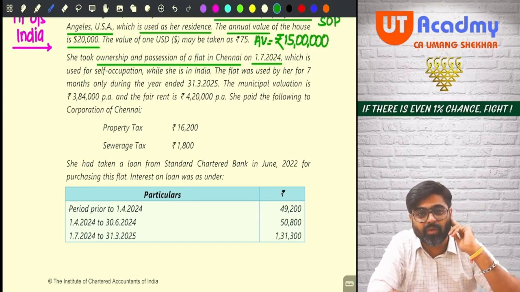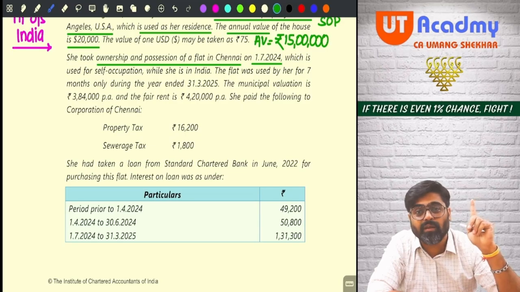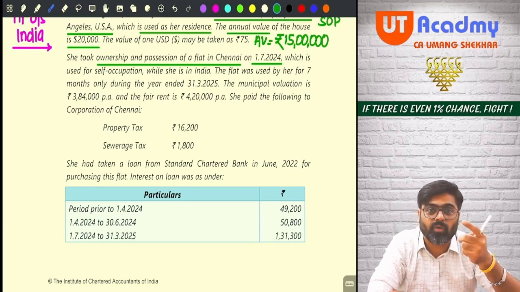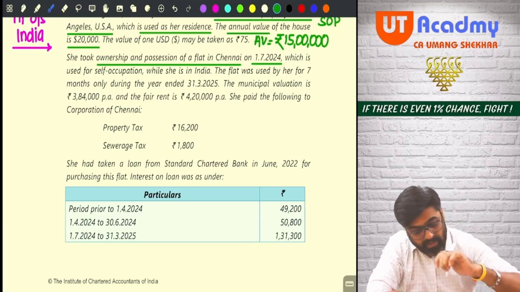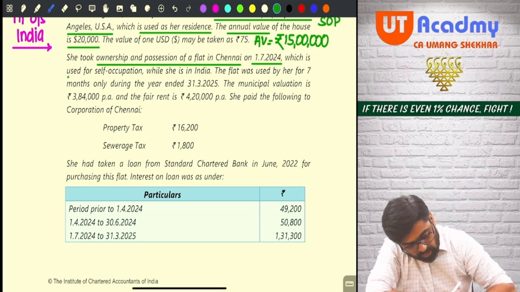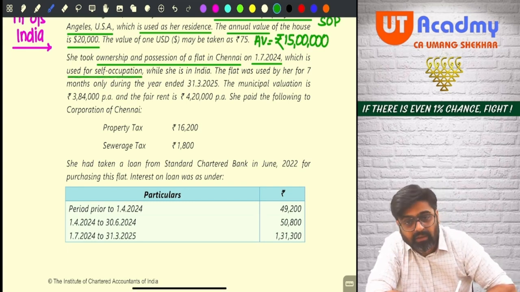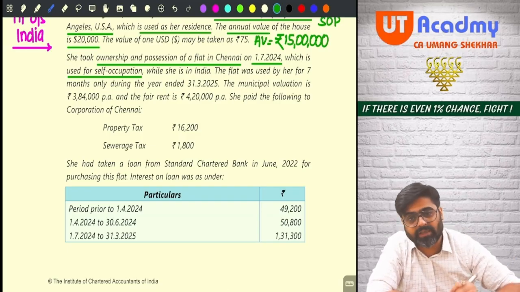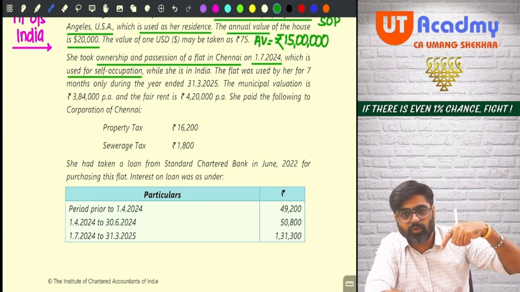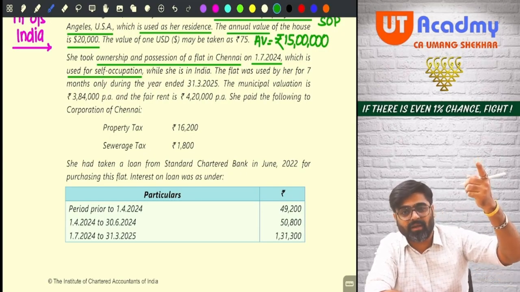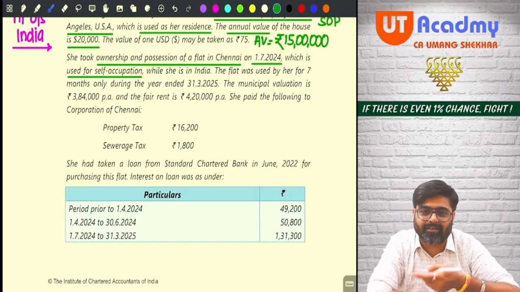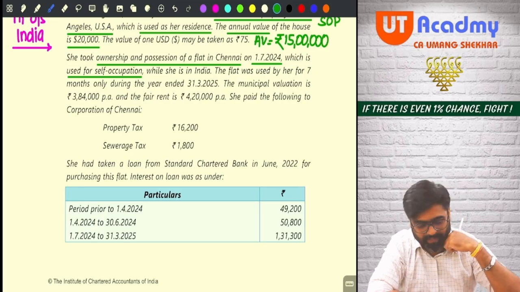Do you remember that calculation which we did with actual rent? So those entire calculations will be applicable here if the property is let out. But what she is doing? This property is used for self-occupation, meaning that she is self-occupying this property while she is in India. So when she is outside India, she uses the US property as her SOP, and while she is in India, she uses this property as her residence. Getting my point? Now what will happen?